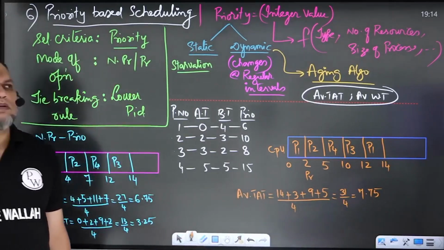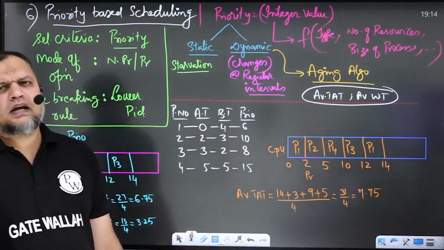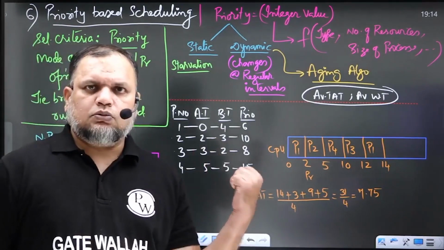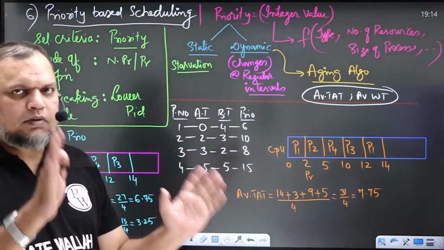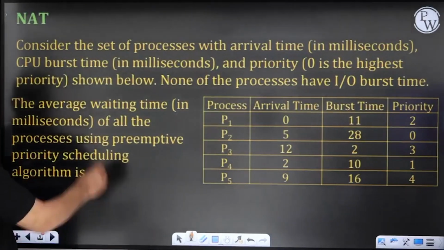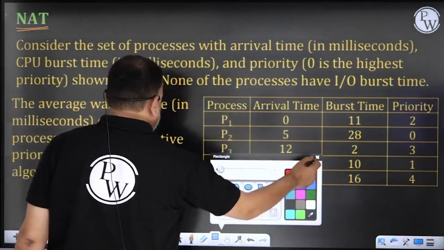So this is priority based scheduling. There was a direct question in one of the GATE papers based on priority based scheduling. I will give that question. You are again going to work it out, but please do it. So let us take one example. Work out this problem, please. This is a previous GATE question, numerical answer type.